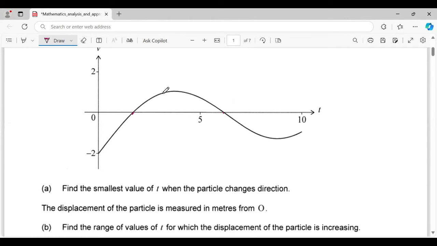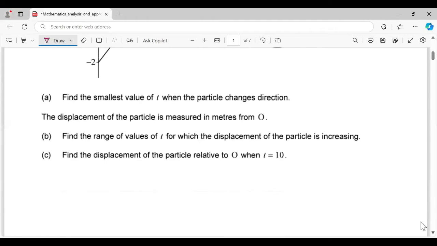On this diagram, the particle changes direction when it's on the maximum point, and this is an extreme point. The maximum point, it changes direction. So we have to find this point. How to find it? Based on the first derivative.